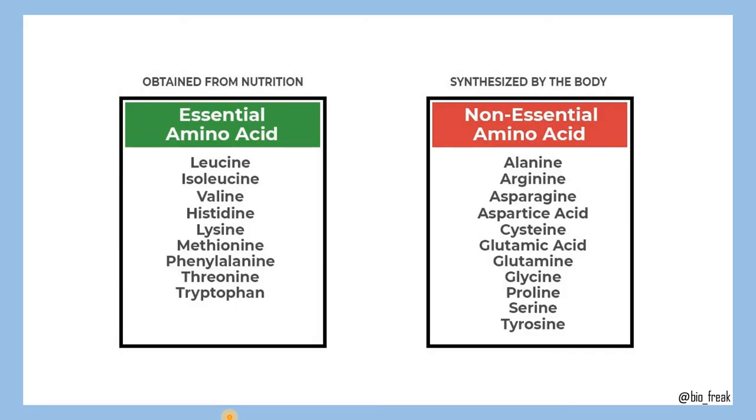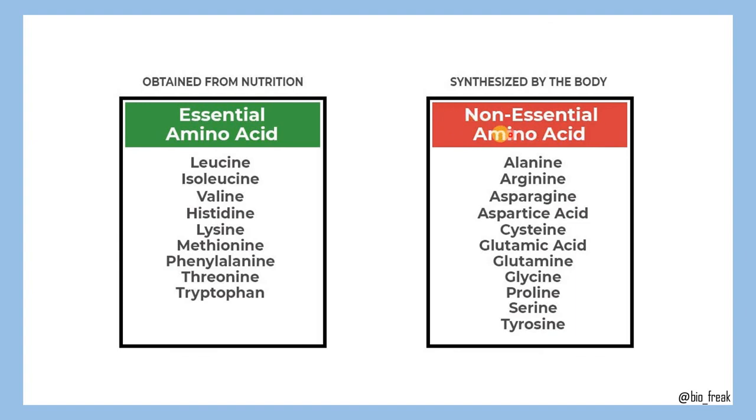Moving further, there is another way of classifying amino acids based on whether they are required by the body or whether the body can synthesize them. If something is synthesized by your body itself, and you do not take it via your diet, then it is not needed from outside by your body, right?